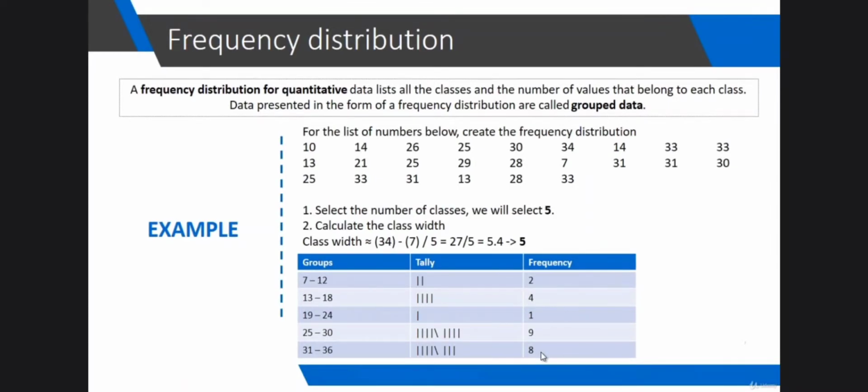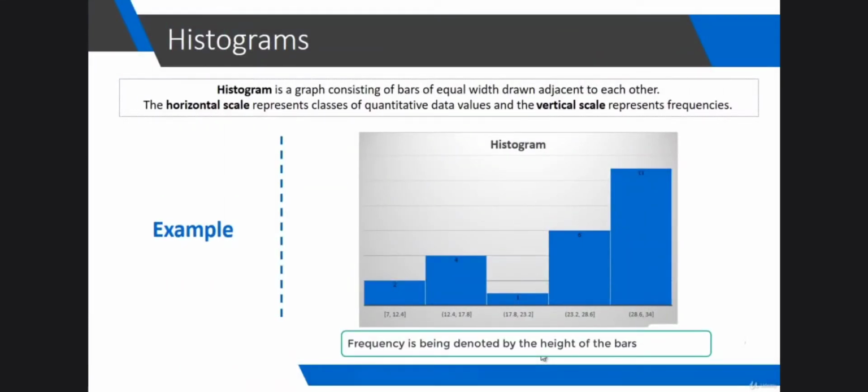When we plot the frequency distribution of quantitative data, it is called a histogram. I have created this in PowerPoint only. It is a little bit different than the table we created because the limits are in decimal points. So it is starting from 7 to 12.4 and from 12.4 to 17.8 because the actual value of the class width was 5.4. We rounded it to 5 for our convenience.